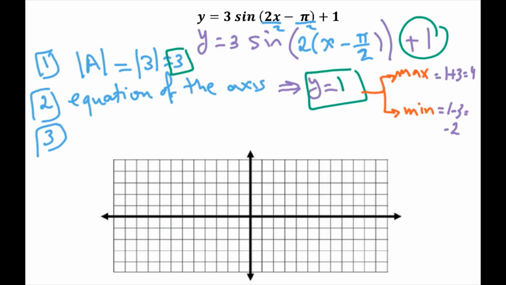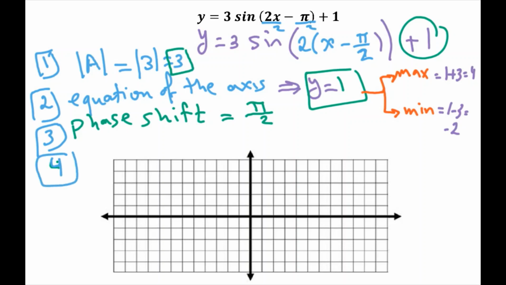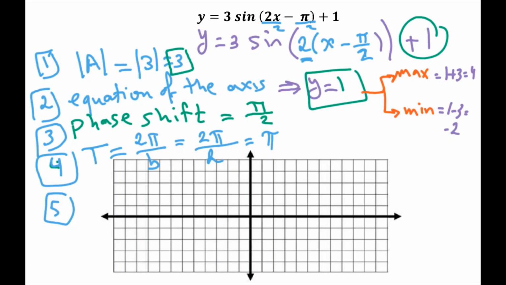Then we will move into the phase shift. Phase shift is basically h, and h in this case is pi over 2. Remember, when we take h, we change the sign. Then we need to find the period, which is T equals 2 pi over b. That's equal to 2 pi over 2, the b is 2, right? Which is equal to pi. So every pi, the function will repeat itself. Then number 5 is basically the skip count.